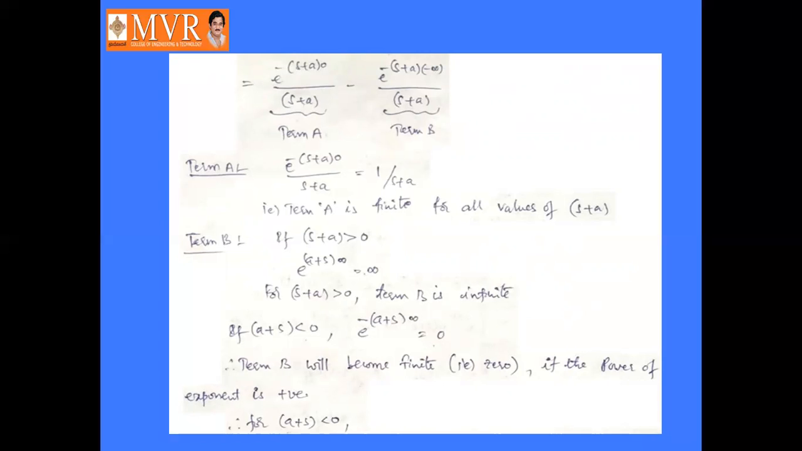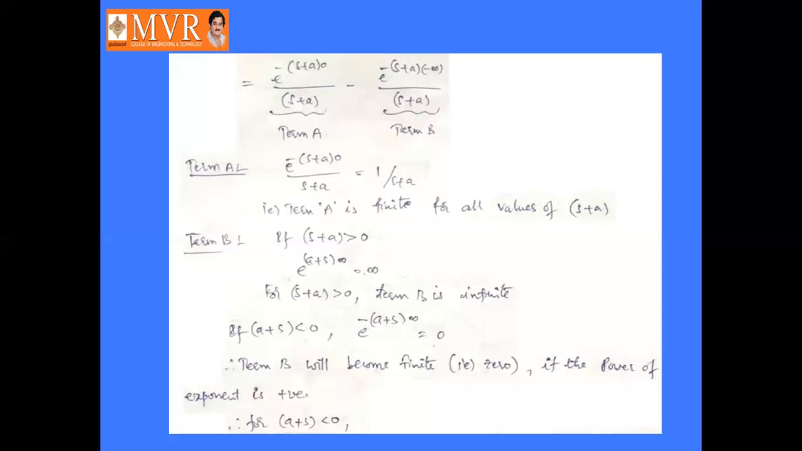Suppose if s plus a is less than 0, then it will become e power minus of (s plus a) into minus infinity. This is e power minus infinity. Okay. E power minus infinity means 1 by e power infinity. 1 by e power infinity is 1 by infinity. 1 by infinity into s plus a is 1 by infinity. So 1 by infinity is 0. That is some finite value.